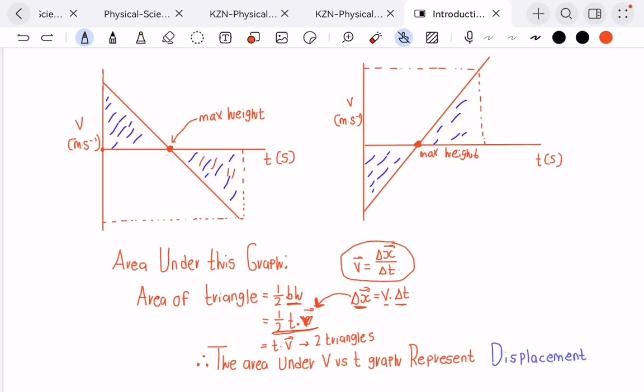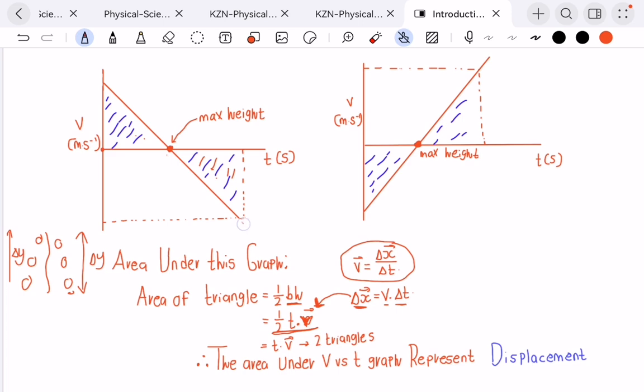So in this case, if we have two triangles which are equal, this is a scenario where we have a ball which you throw, and then you catch it at the same height. So this is my displacement going up, which is this, and this is my displacement going down, which is this. You can see that these two displacements are the same, so it makes sense why these two triangles are the same.